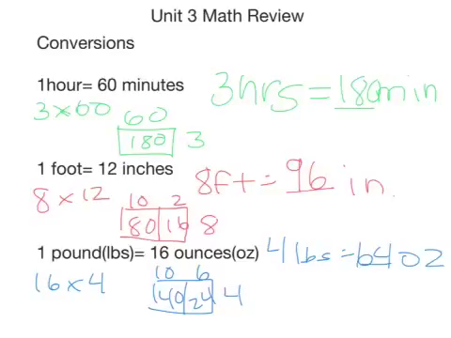Just make sure that you memorize that 1 hour equals 60 minutes, 1 foot equals 12 inches, and 1 pound equals 16 ounces. And if you have more than 1 hour, 1 foot, and 1 pound, you're going to have to multiply that number by either 60 minutes, 12 inches, or 16 ounces.